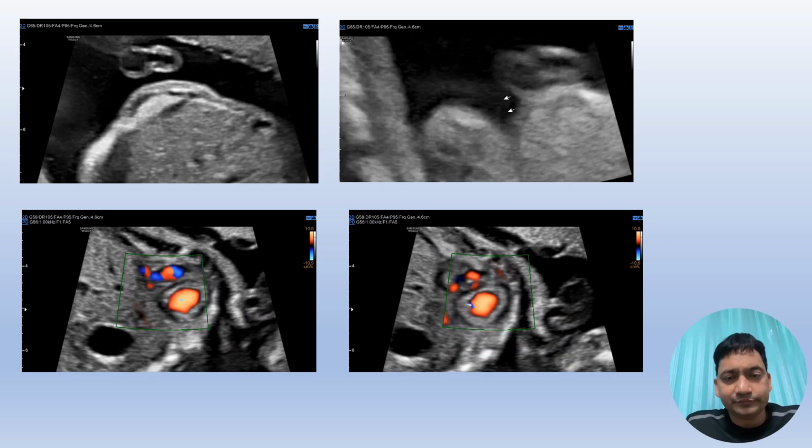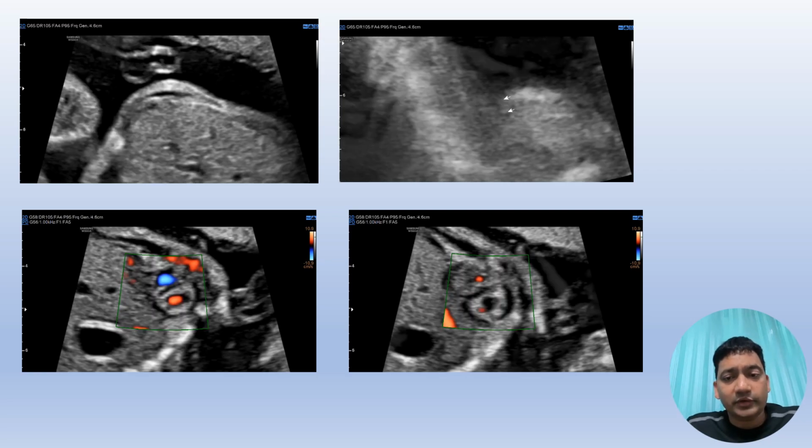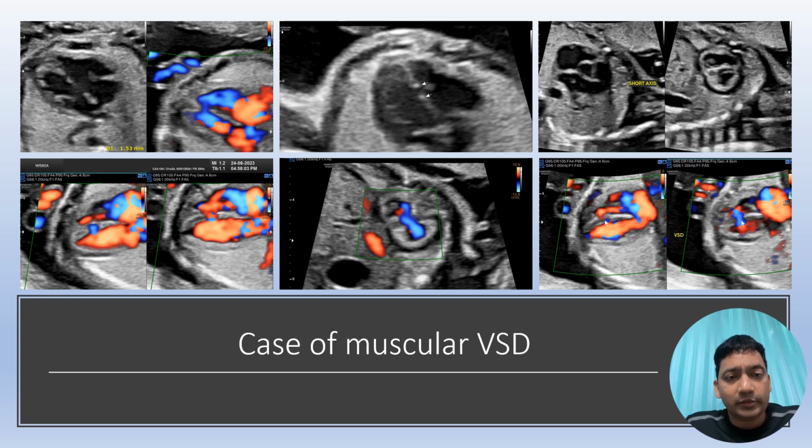So let's see the still images of the same. The still images also depict the VSD beautifully. We can see the VSD over here. I'm sure that you can see the VSD. This is the VSD. Then this again is a VSD over here, and then this VSD is beautifully seen on the apical four chamber view, and this in the lateral four chamber view, particularly in the color Doppler lateral four chamber view, this can be beautifully seen.